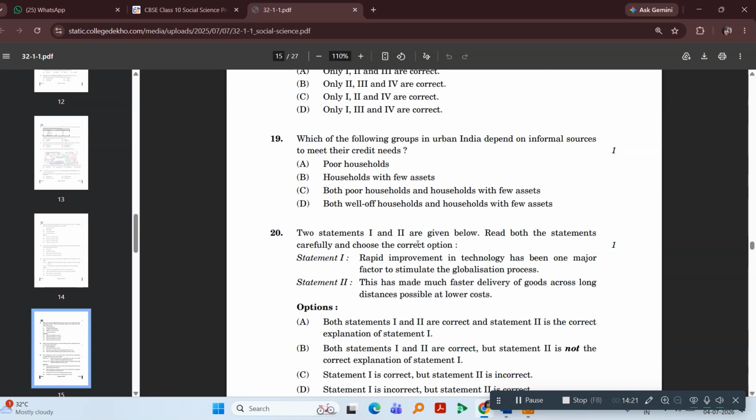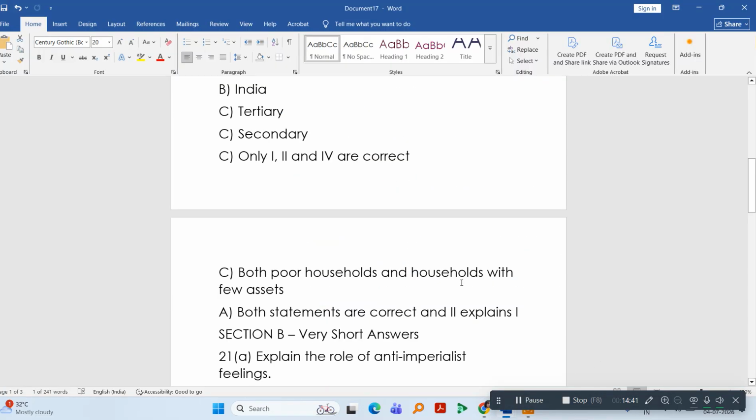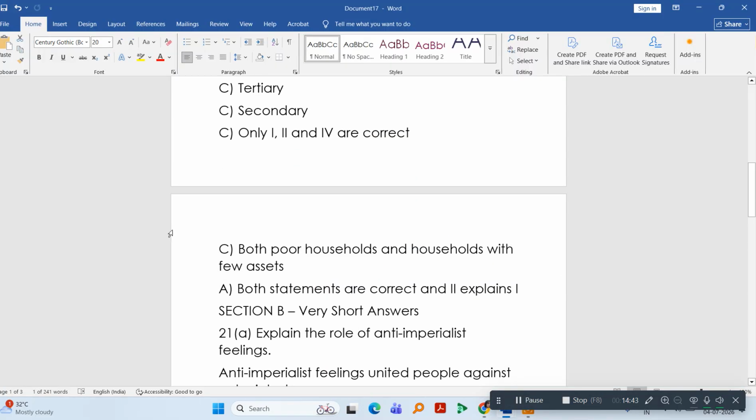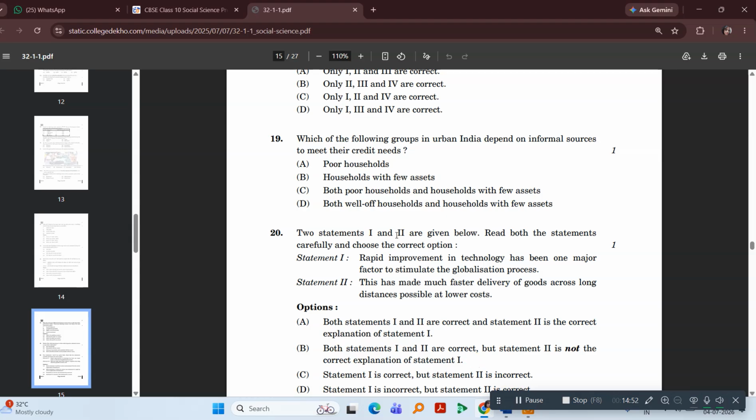Which of the following groups in urban India depend on the informal sources to meet their credit needs? Is it A, poor households with few assets, both poor households and households with few assets, both well-off households and households with few assets? Which is the correct option? As per the 19th one, C is the correct option. Both poor households and households with few assets. I hope I made myself clear.